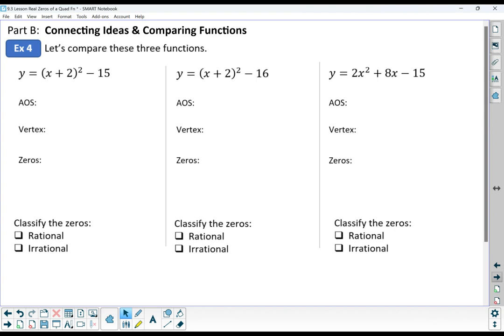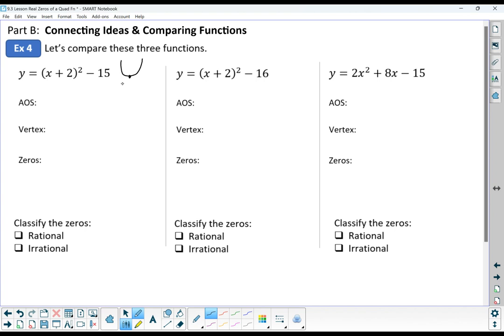All right, so for our second half of this video, we're going to be talking about connecting some ideas and comparing functions. So here I have 3 functions. The first 2 are in vertex form, and the last one is in standard form. So we're going to compare these, find their axis of symmetry, vertex, and their zeros, and then we're going to classify their zeros.